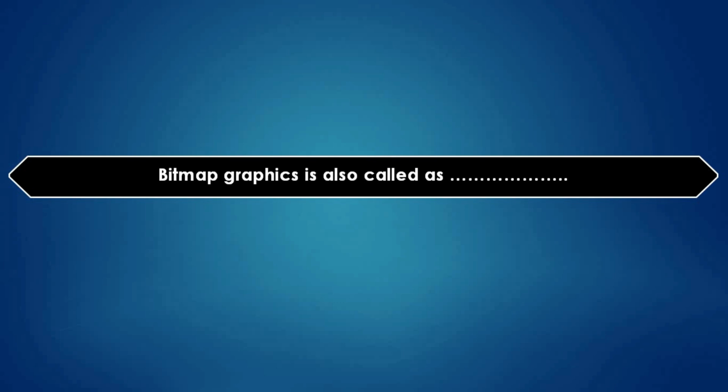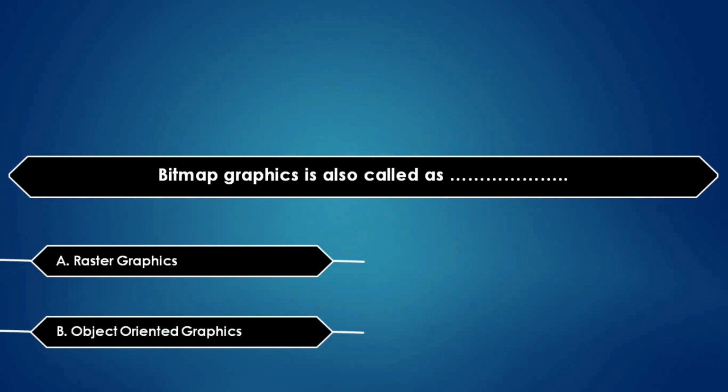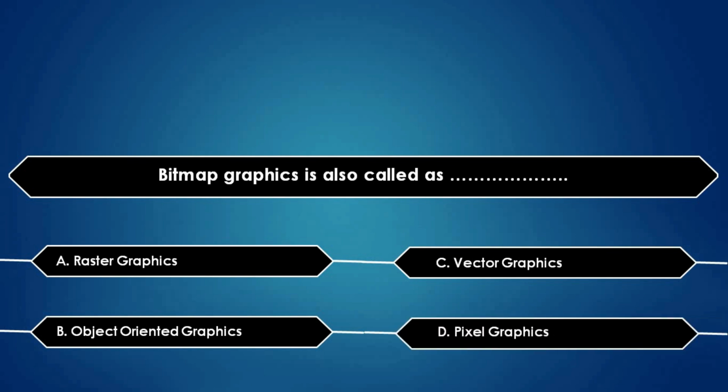Bitmap graphics is also called as dash. A. Raster graphics. B. Object-oriented graphics. C. Vector graphics. D. Pixel graphics. The right answer is raster graphics. Bitmap graphics is also called as raster graphics.